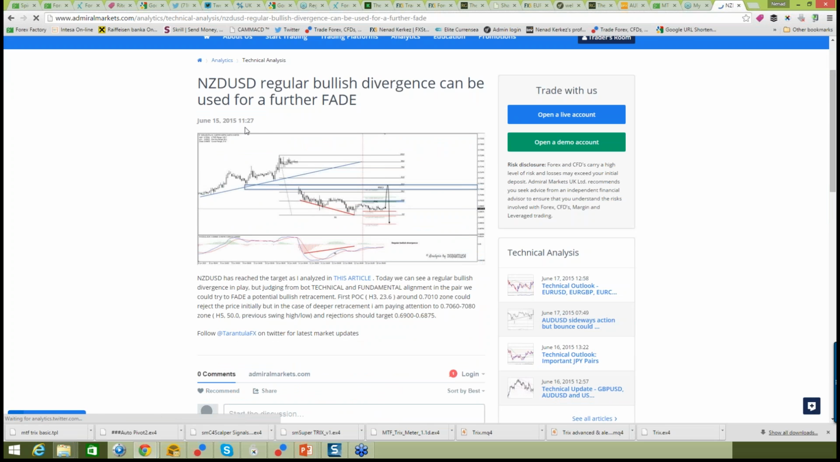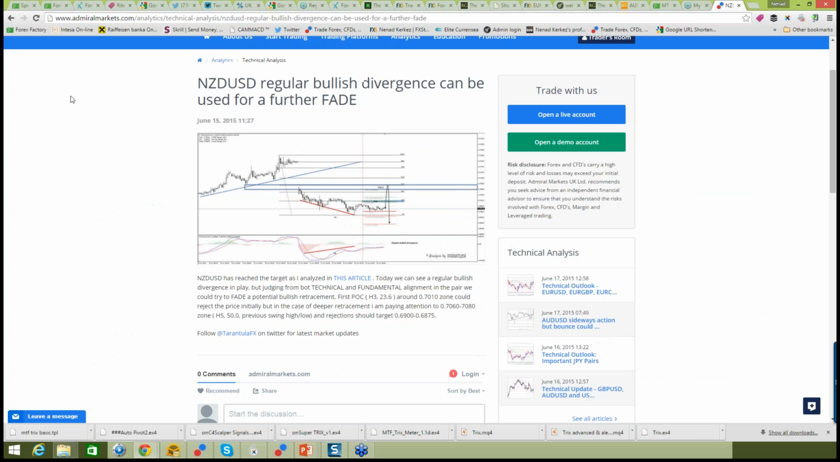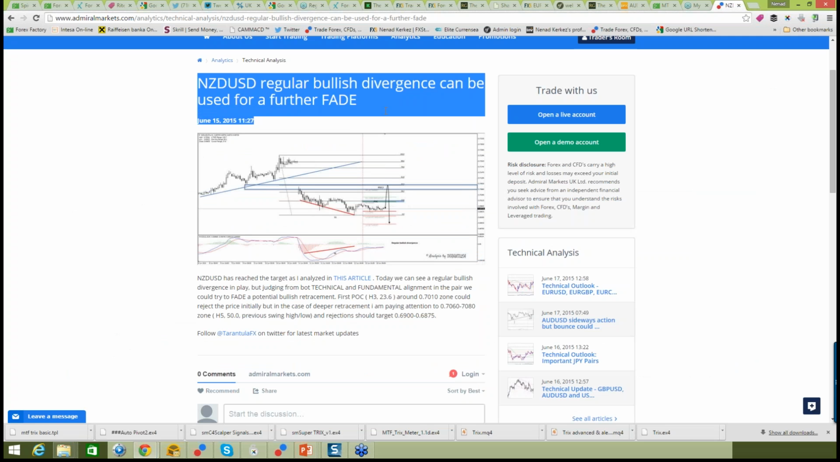Also, we used a session recap analysis. So POC first was rejected, and it hit. Look now how precise Camarilla is. It's very, very precise. Look, it hit our target perfectly. And what did I say? We will use divergence for fade entries. And definitely, this was the analysis, and the target was hit.